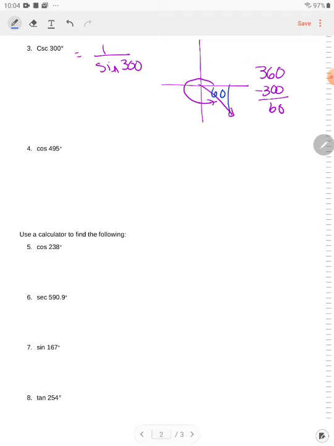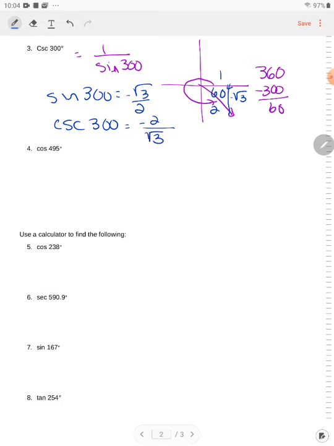Goes right here. It's with the x-axis. Across from the 60 is root 3. And again, that's negative. 1 and 2. So sine of 300 would equal opposite over hypotenuse, negative root 3 over 2. So therefore, cosecant of 300 is equal to negative 2 over square root of 3.